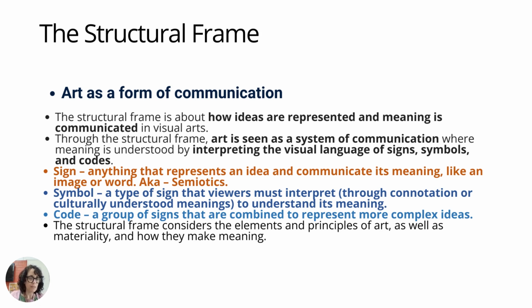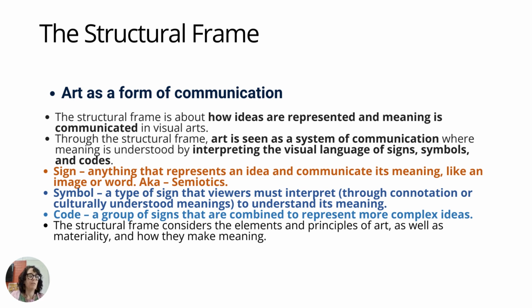A symbol is a type of sign that viewers have to interpret, and this is done through a process of connotation, or culturally understood meanings. I'm assuming that you understand what is meant by connotation, but if any of these words are unfamiliar to you, please let me know so that I can clarify them for you. Connotation is where we have to apply symbolic meaning, or a culturally understood meaning, in order to understand something. So it's the opposite of denotation, which is literal.